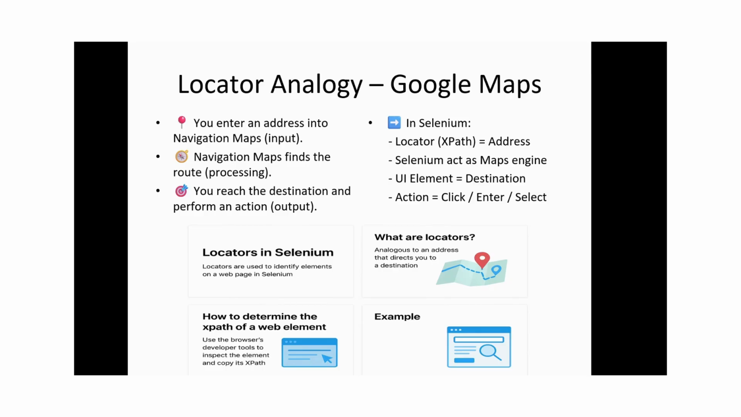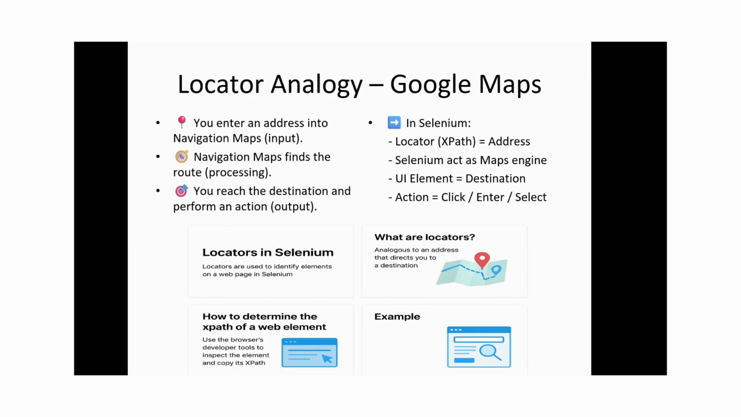So I'm just trying to expand on the analogy I used in the previous slide. So first of all, I would like to give you the example of a navigation map. So input of the navigation map is the address where you want to reach, and the navigation map then processes that input and gives you the route of the destination. Once you have the route available with you, the output is that you go and reach that destination, and that's what the requirement was.